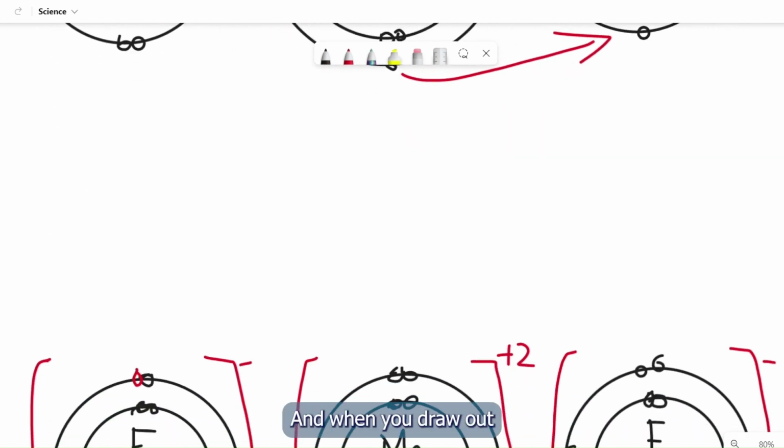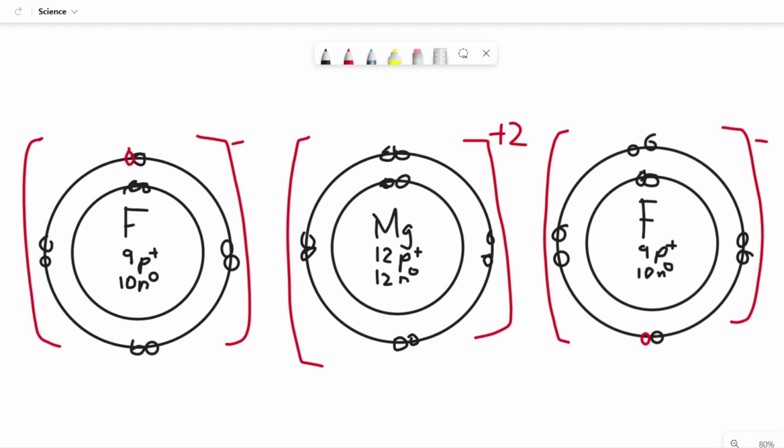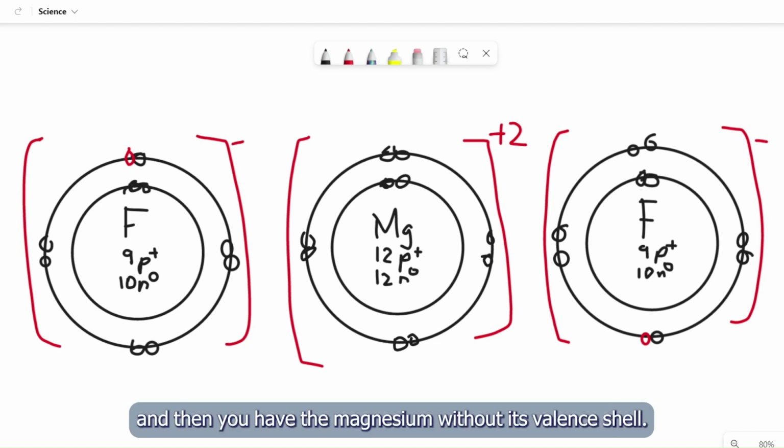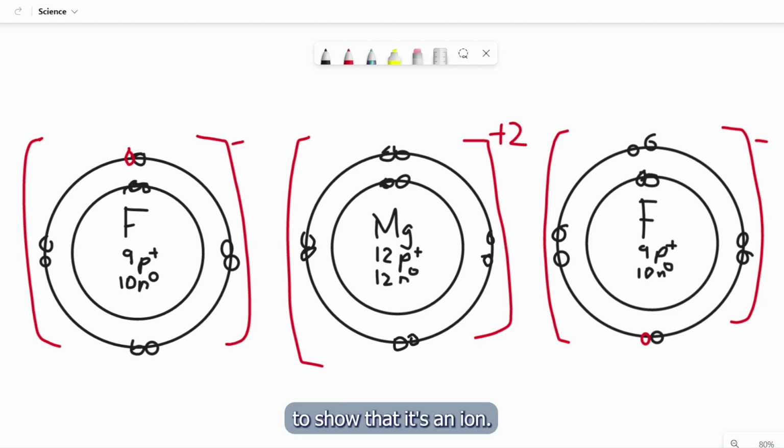And when you draw out all of the ions, this is what you will get. You will get the 2 fluorines with their extra electron, and then you have the magnesium without its valence shell. And you would put the brackets and the charge on the top right to show that it's an ion.